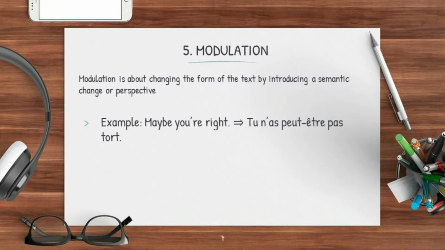5. Modulation. Modulation is about changing the form of the text by introducing a semantic change of perceiving. For example, maybe you are right. Tu ne te trompes pas. Modulado al español sería puede que no te equivoques.